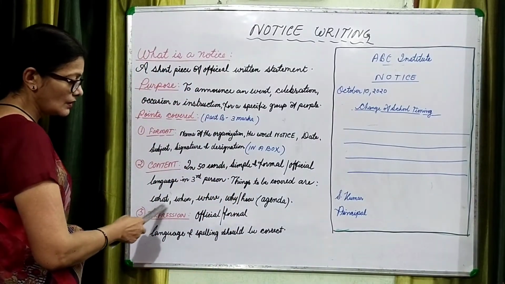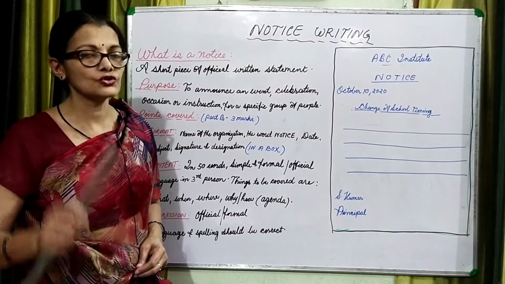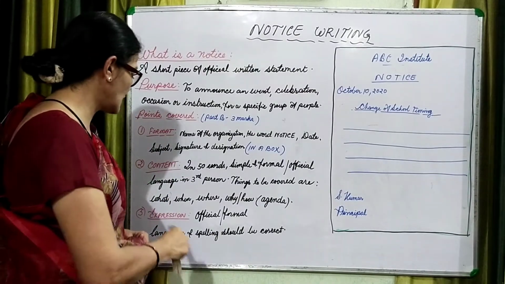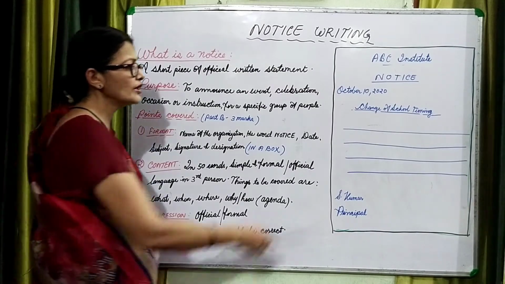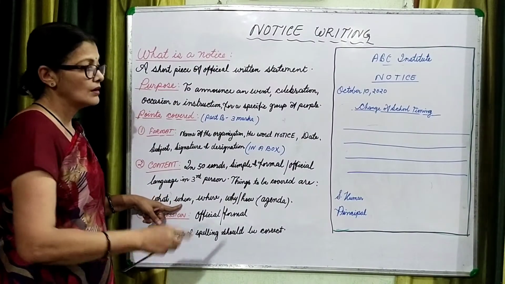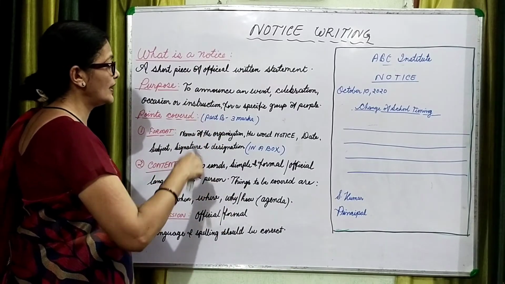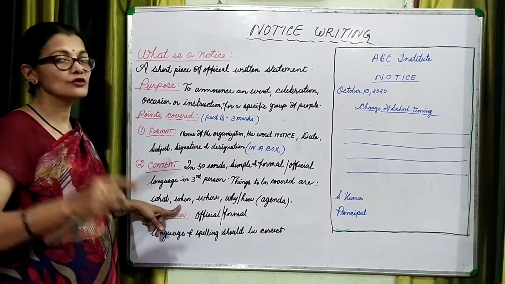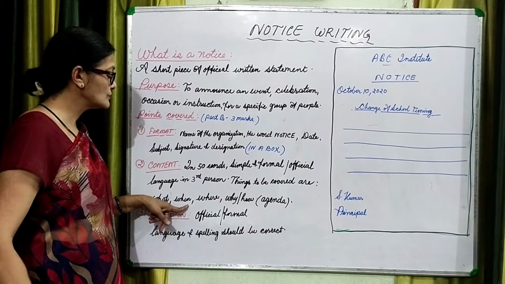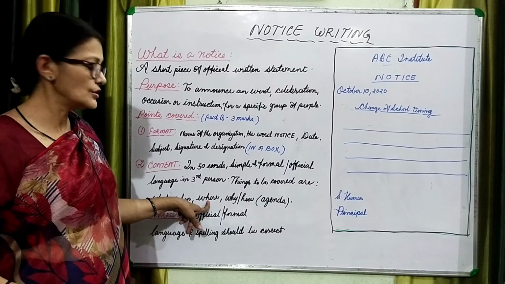Now, what are the points to be covered in the content which you should not miss? Just make it a point that the content should cover what you are informing them. Suppose this is an announcement of an event. When is the event? When is that particular event which we are going to inform people about, and where. Where means the location, the venue.